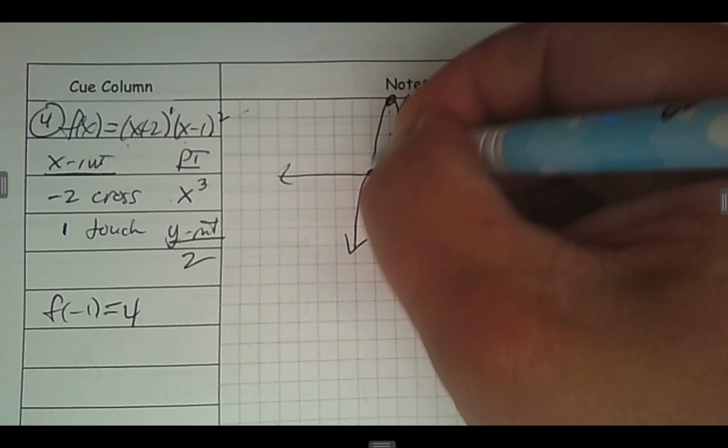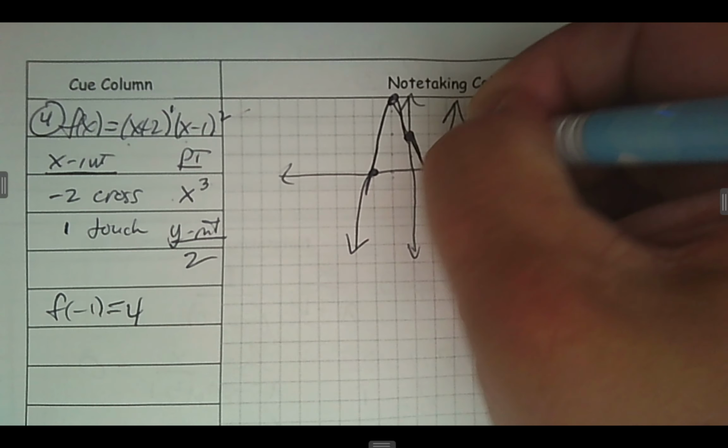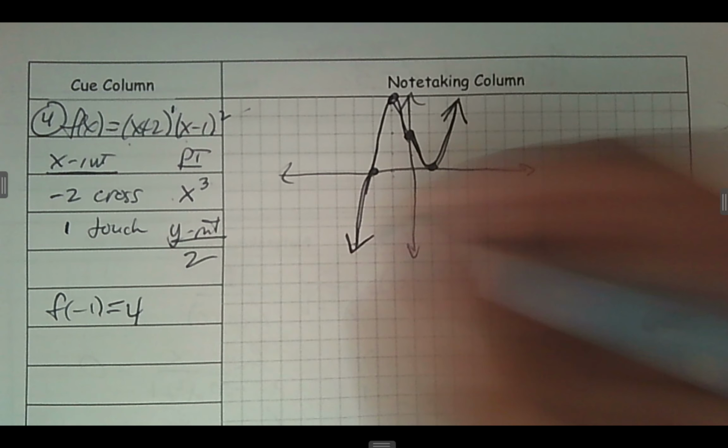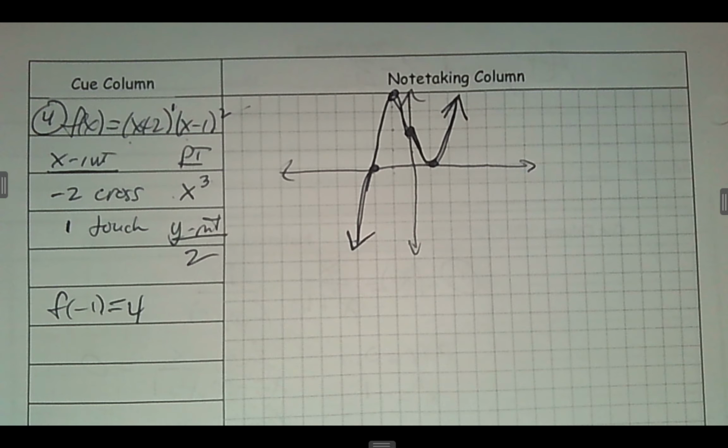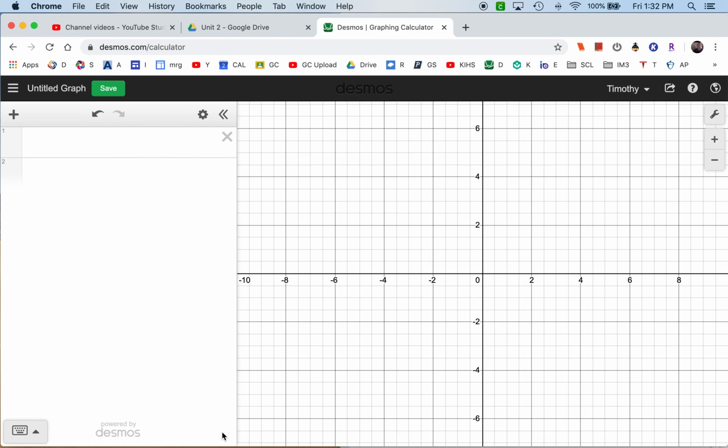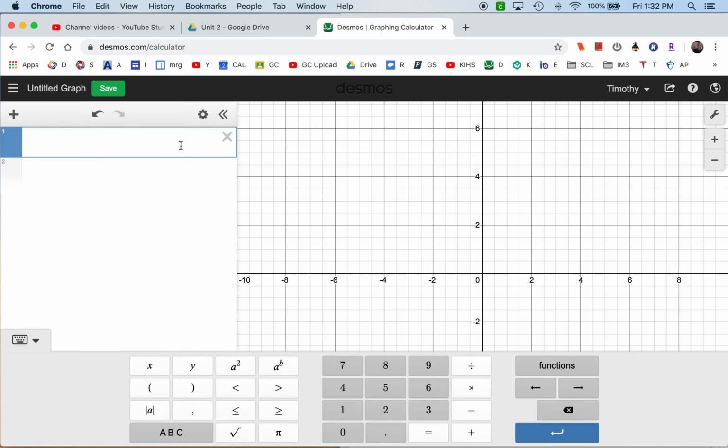And then this is smooth and continuous. And you just sketch that function without a calculator. But just for fun, we are going to go to Desmos. And when you go to Desmos, does it match what I just did?